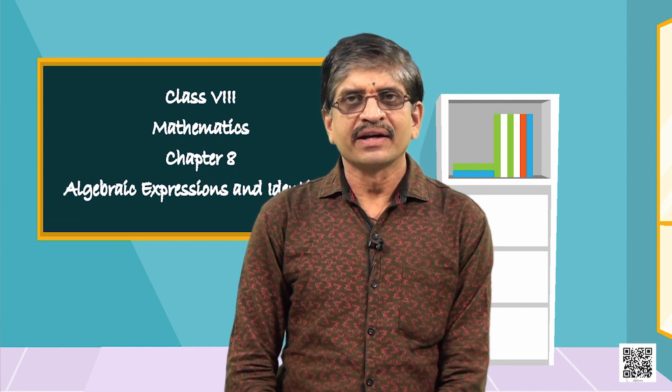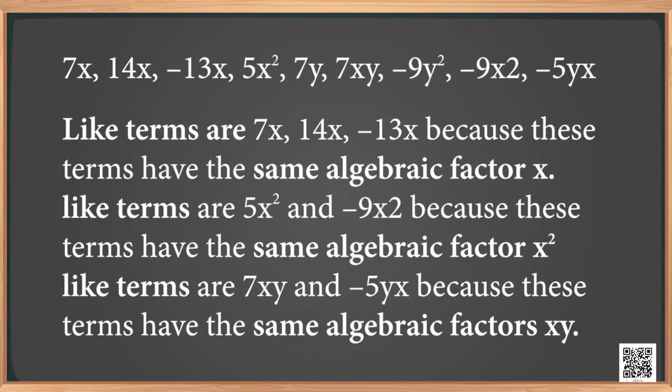Like and unlike terms. We now try to identify like and unlike terms of the following: 7x, 14x, minus 13x, 5x square, 7y, 7xy, minus 9y square, minus 9x square, minus 5yx. Out of them, like terms are 7x, 14x, minus 13x, because these terms have the same algebraic factor x.